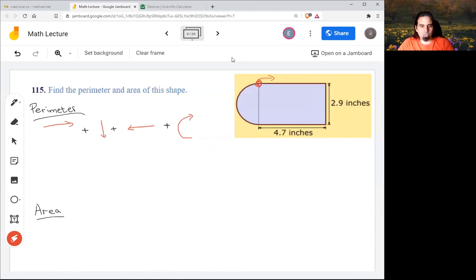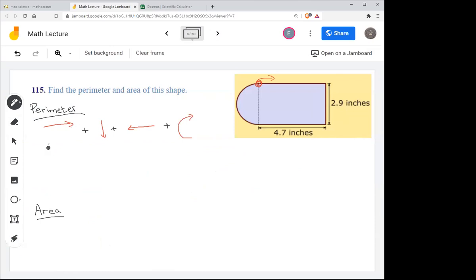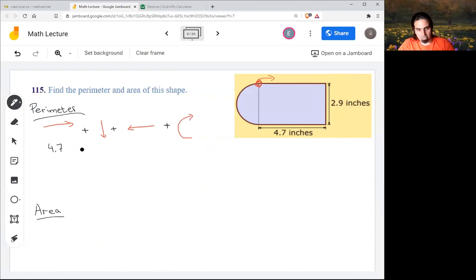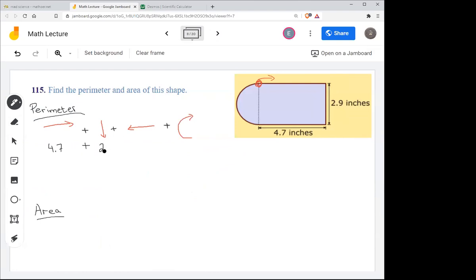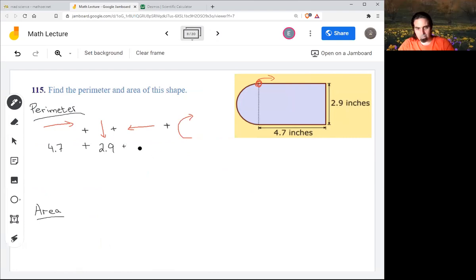Okay, so most of these are pretty easy. How much is my going across the top? 4.7 inches. Going down, 2.9. Going across the bottom, 4.7. And now the half circle.